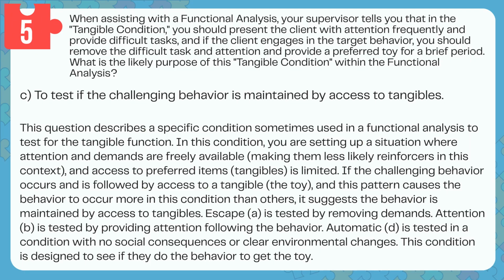Escape, A, is tested by removing demands. Attention, B, is tested by providing attention following the behavior. Automatic, D, is tested in a condition with no social consequences or clear environmental changes. This condition is designed to see if they do the behavior to get the toy.